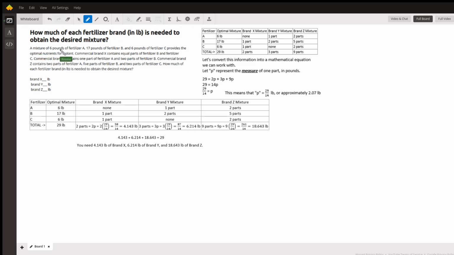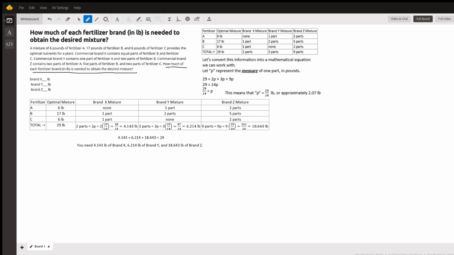A mixture of 6 pounds of fertilizer A, 17 pounds of fertilizer B, and 6 pounds of fertilizer C provides the optimal nutrients for a plant. Commercial brand X contains equal parts of fertilizer B and fertilizer C. Commercial brand Y contains 1 part of fertilizer A and 2 parts of fertilizer B. Commercial brand Z contains 2 parts of fertilizer A, 5 parts of fertilizer B, and 2 parts of fertilizer C. How much of each fertilizer brand in pounds is needed to obtain the desired mixture?